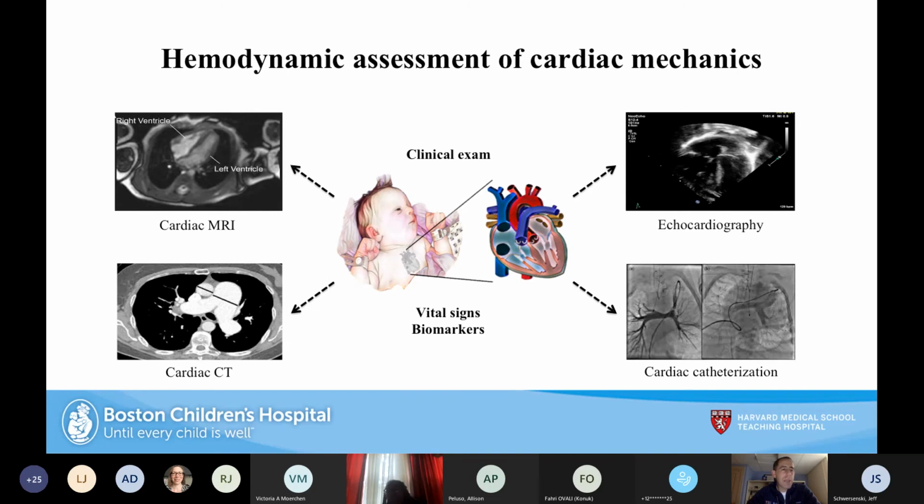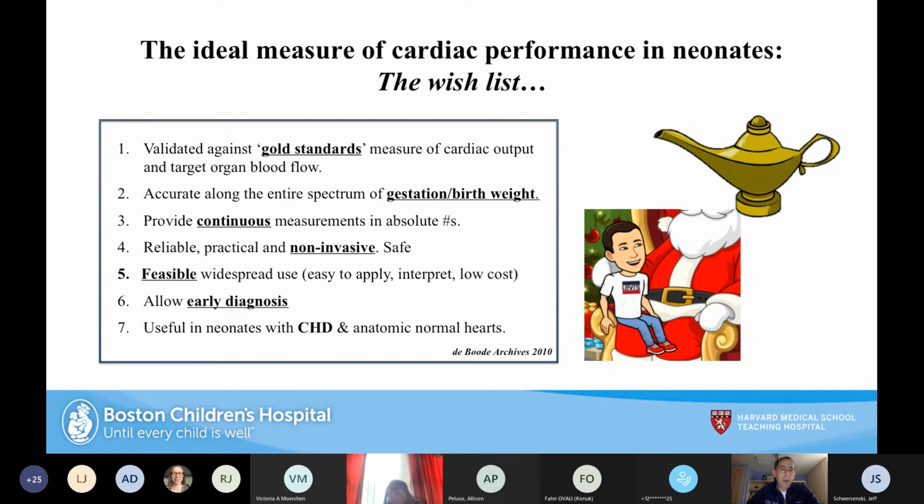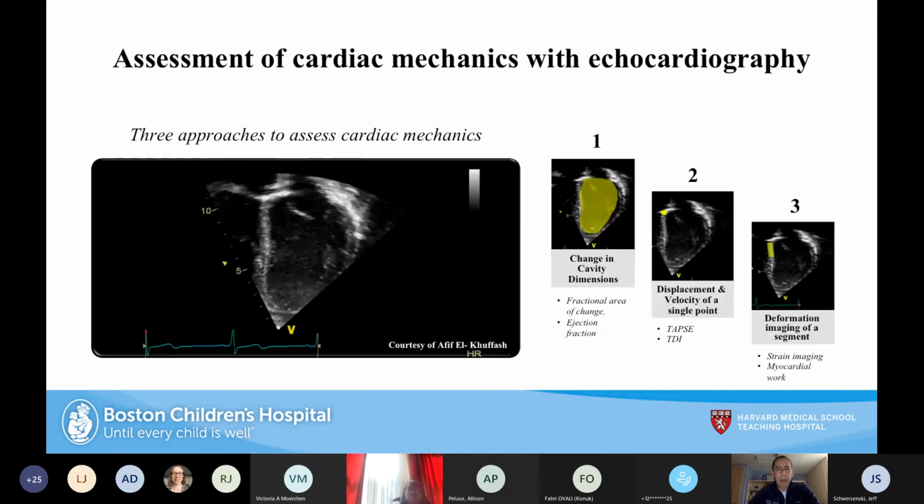Echocardiography is essentially the gold standard for the initial diagnostic workup for almost any disease that relates to the cardiovascular system. There is a wish list, a gold standard, where we would like to have a measure or a set of measures that is accurate along an entire gestational age or birth weight, that provides continuous measurements, that's reliable, practical, feasible, safe, offers early diagnosis, and can be used in both congenital heart disease and structurally normal hearts. So the issue is that there's no one measure that fits all 7 of these criteria that William DeBoot outlined back in 2010.